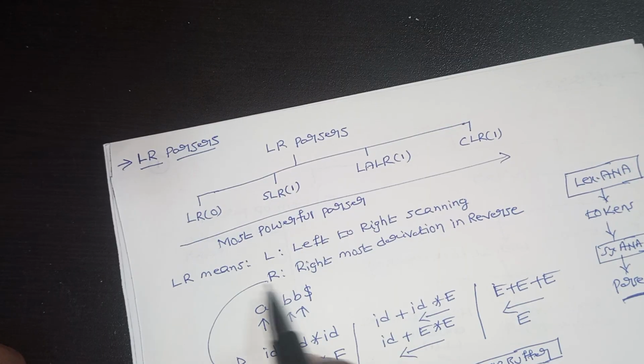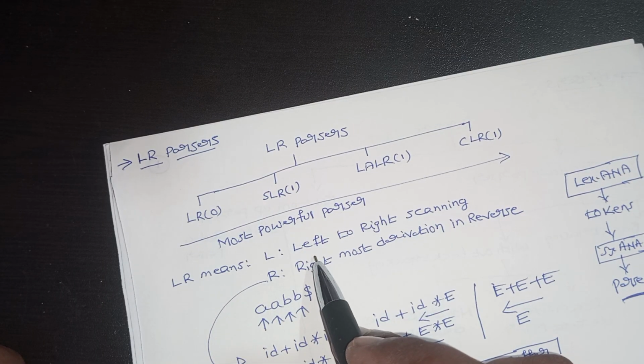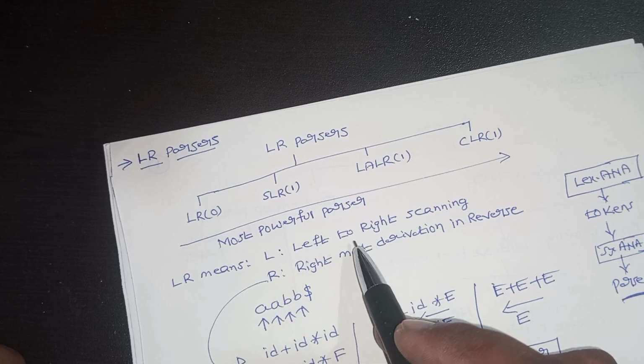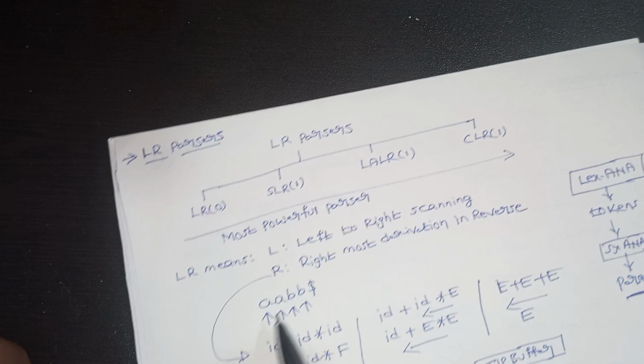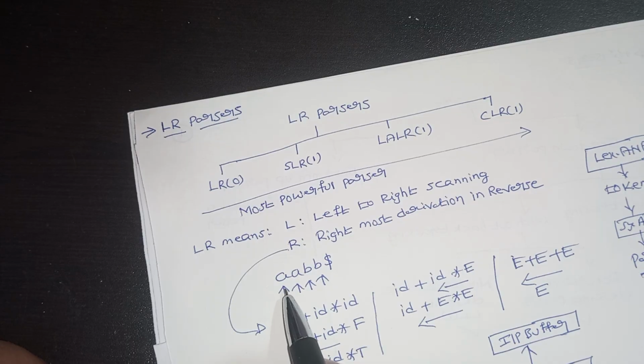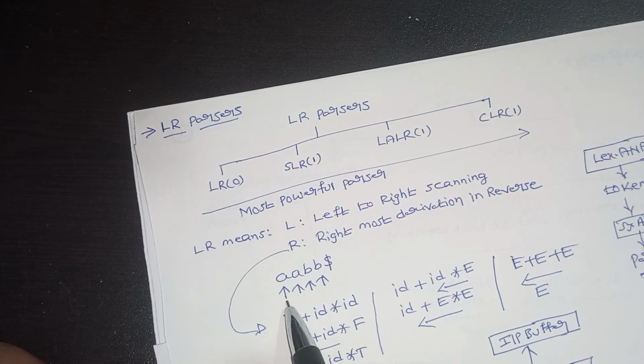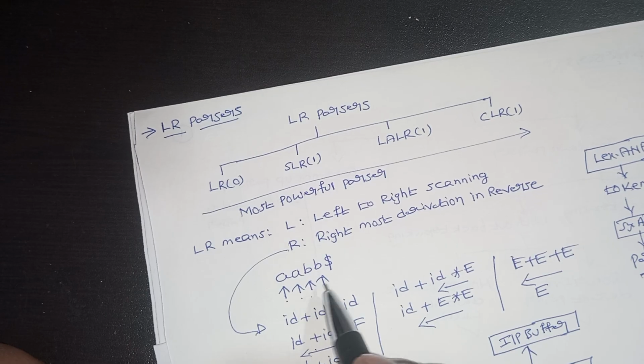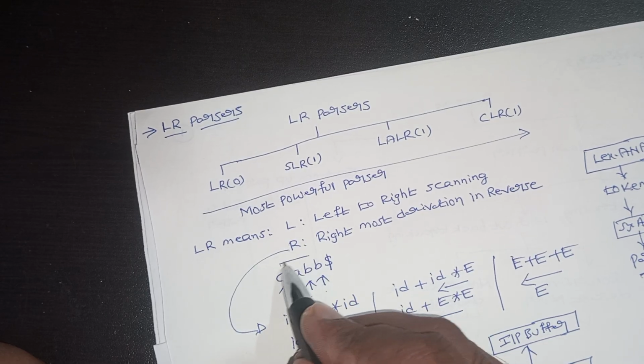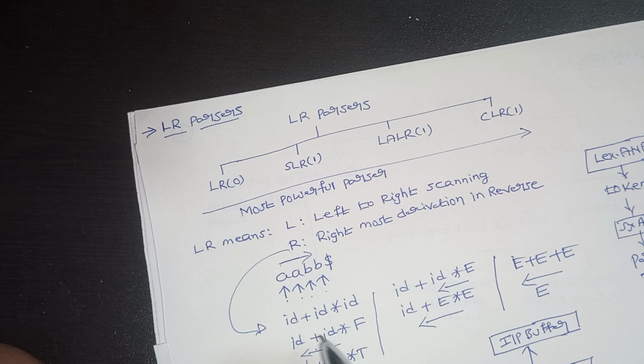Now, what is the meaning of LR? LR means: the first L is left to right scanning. Take the string AABB dollar. First you scan this, next I scan this, next I scan this, next I scan this. That is left to right scanning.